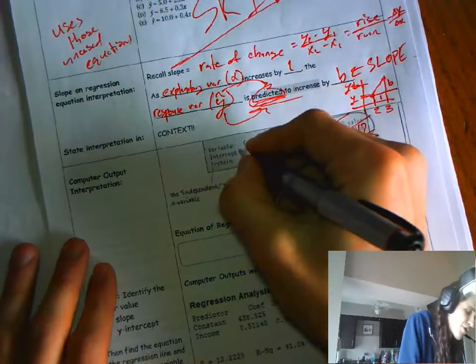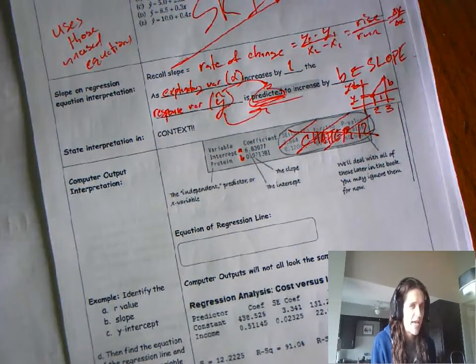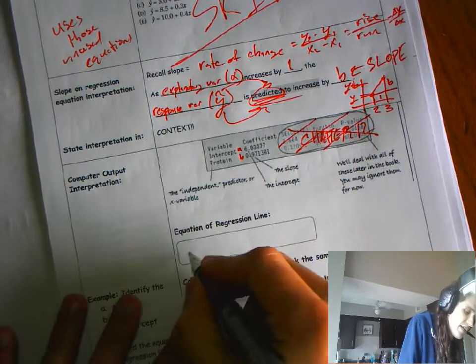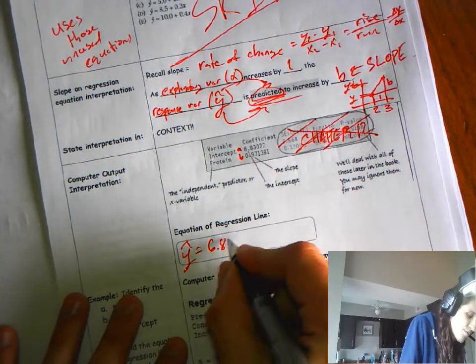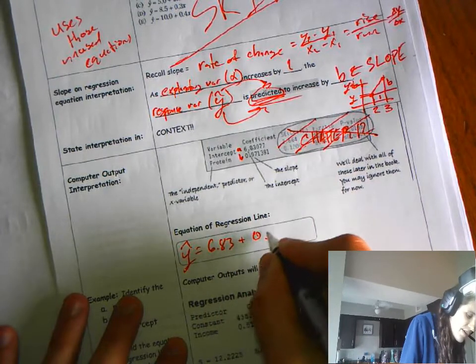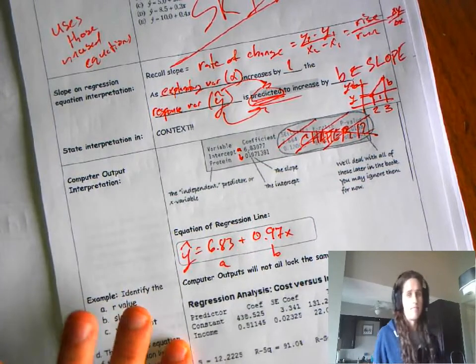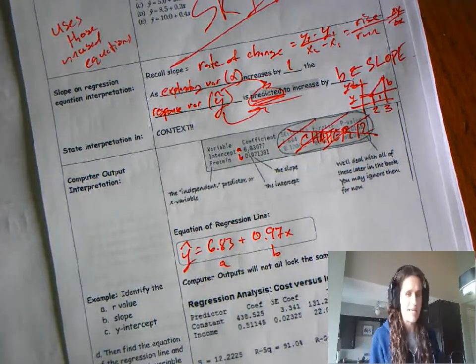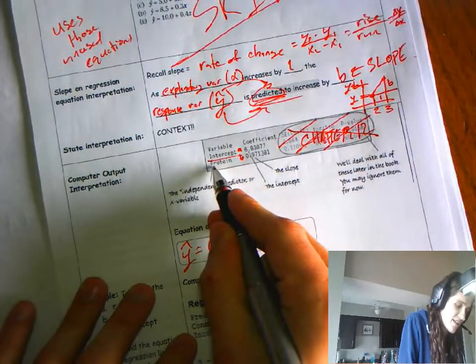We only have to worry about these two things, A and B. The first thing's always going to be A. The second thing's always going to be B. Guys, can you do this? Can you write y hat equals 6.83 plus 0.97x? Because that's A and that's B. That's all you have to do. The first thing is the intercept. The second thing is the slope. The second thing tells you protein.